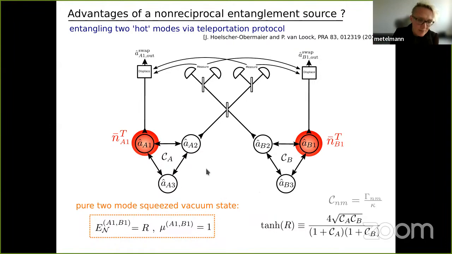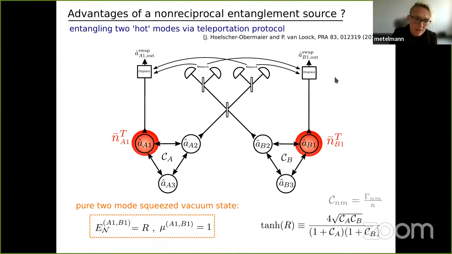So we have a hot mode here in A1 and a hot mode B1. If you do this perfectly, you can just take the output of your mode 2s here and send them through a beam splitter, perform a measurement, and then based on the measurement result, you perform a displacement on your A1 output and B1 output.